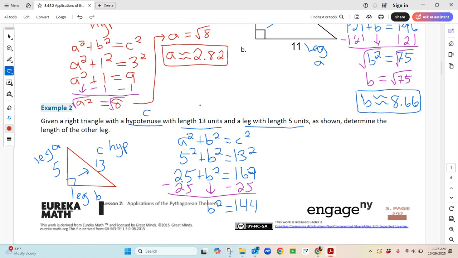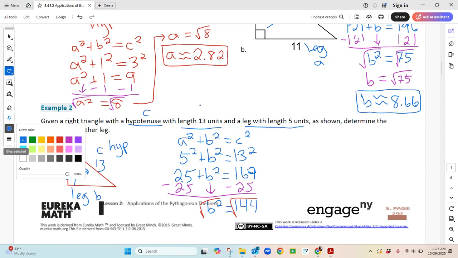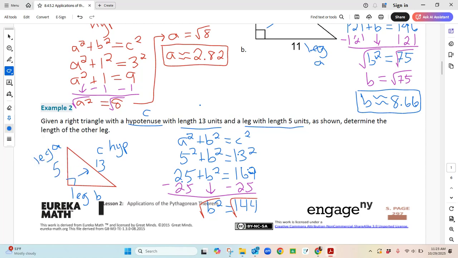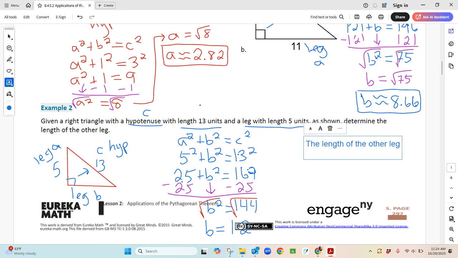This is where some people would stop, but we don't have B. So we take the square root of both sides. And we get that B equals 12. And this is a word problem, so we need to write our answer in words. So the length of the other leg is 12 units long.